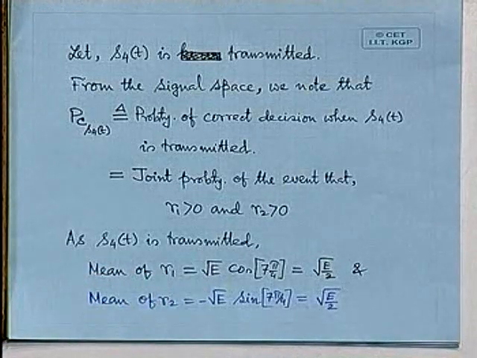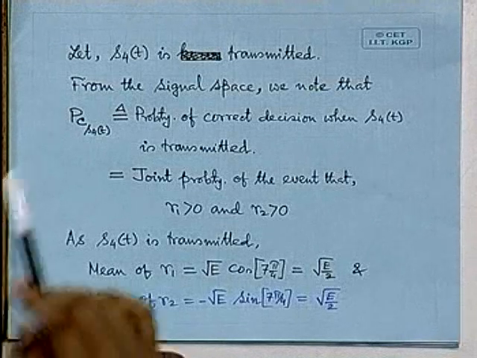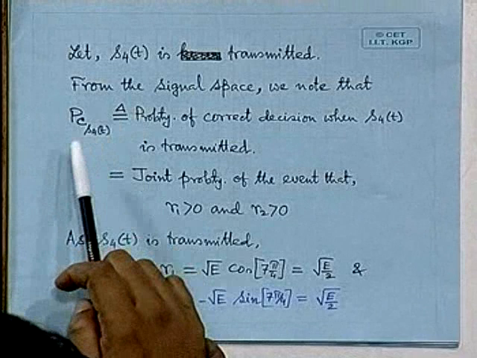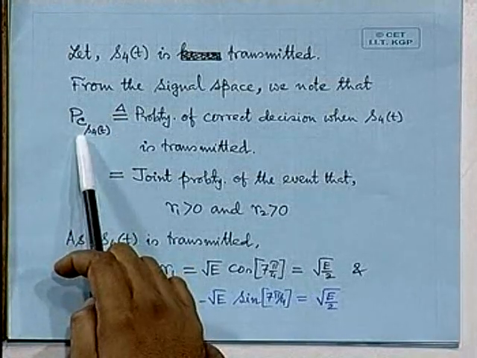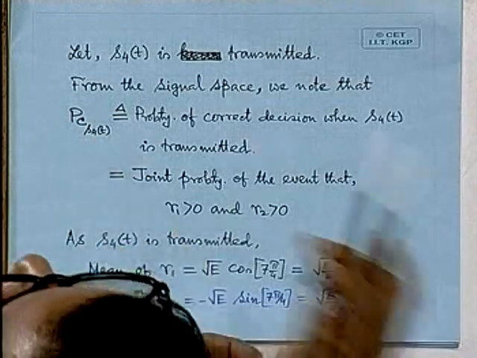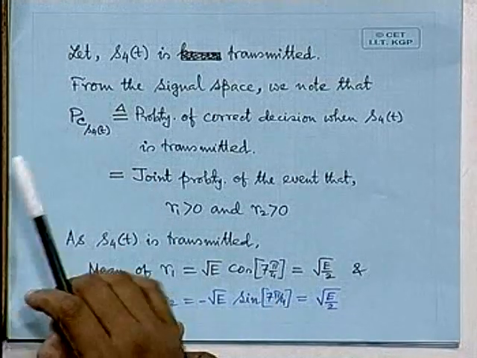So, we can say that from the signal space one can very easily see the probability of a correct decision. I am using the symbol P of C when S40 is known to have been transmitted. That means I am looking from the transmitter side, and I have transmitted S40 and am trying to guess the probability that this symbol is going to be received correctly. I am calling that probability P of C, the probability of correct decision when S40 is transmitted.